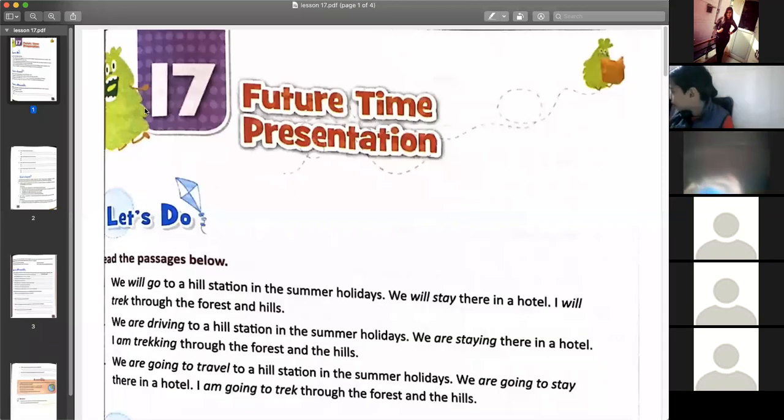Where was I? Okay, future time presentations, right? So this is what we are going to do today also. I'll just tell you the formation. There are three forms, how to form future and its usages. Akshvi, read the passage.